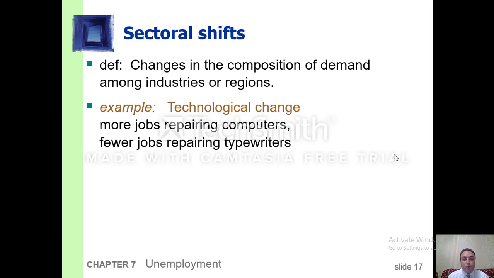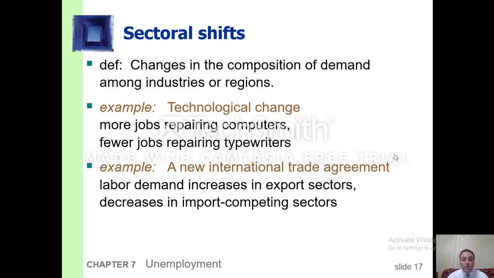For example, more jobs repairing computers make fewer jobs repairing typewriters. With the technological change, there is no longer demand for people who work on or repair typewriters, because now we have the PC, or personal computer, that needs another type of workers who have different skills and abilities and so on. So the demand for people who repair typewriters decreased. This is the technological change.